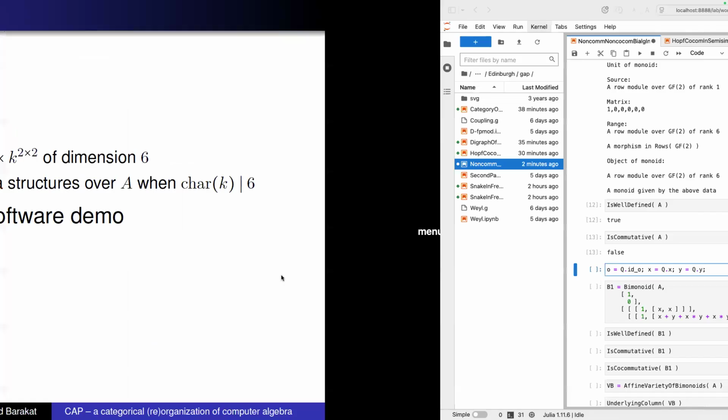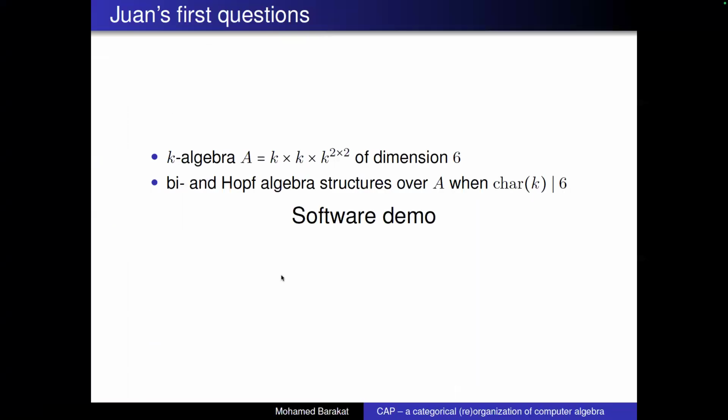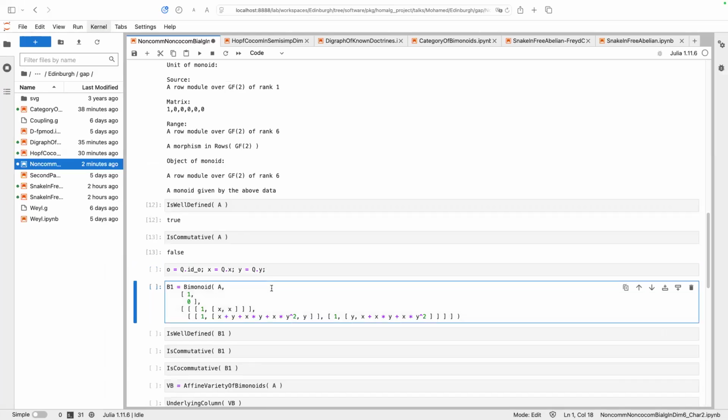So now let's go back to Juan's question. I'm still not done. Juan told me that in characteristic 2, there is a known bialgebra. So he gave it to me. This was this one.